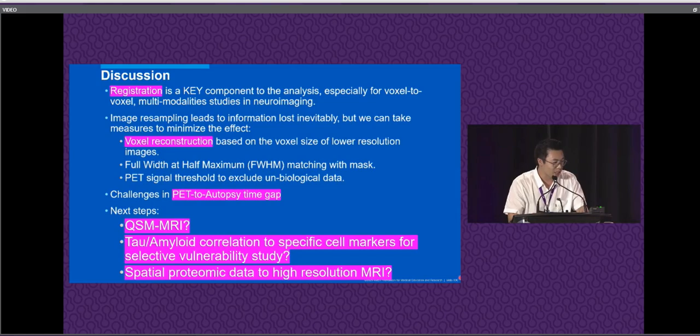So what's next? Well, we are currently doing a QSM MRI study with our histological data. Many of you know it for its ability to detect iron, but we are focusing on its capability to detect in vivo tau or amyloid, actually, with its decomposition algorithm. And also, just for the sake of discussion, how about mapping the spatial proteomic data or transcriptomic data to high-resolution MRI? Can MRI signal reflect the gene expression pattern that we see?